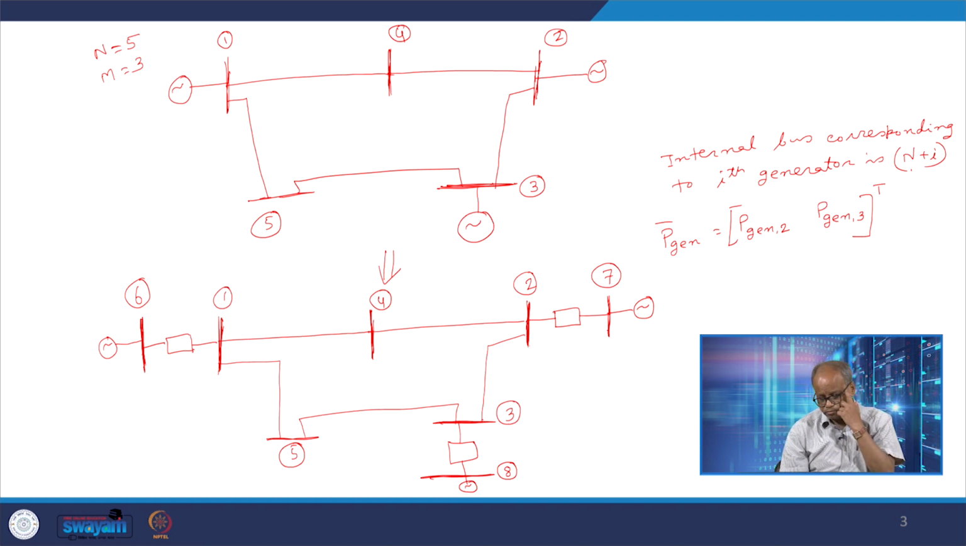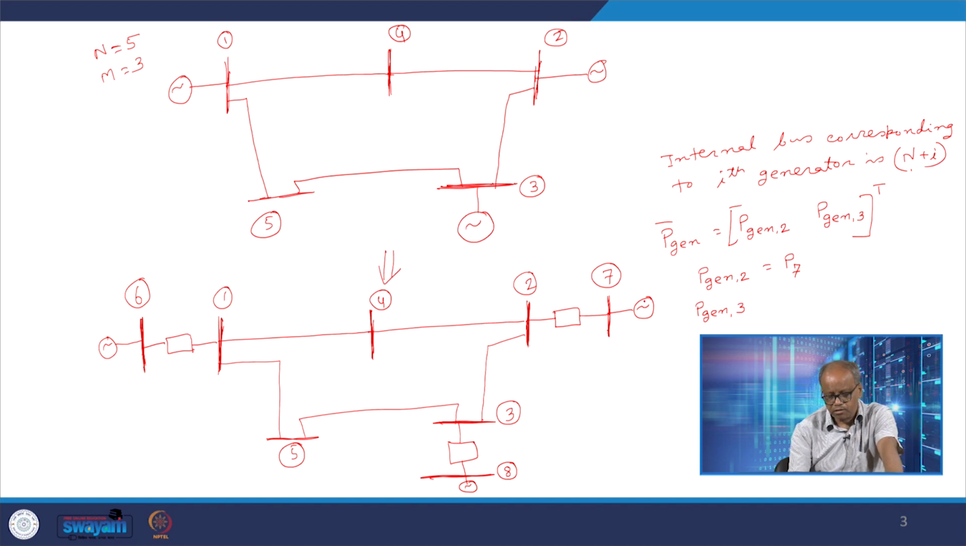So therefore Pgen 2 is equal to P7. So in our case, by looking at this, Pgen 2 is equal to P7, and Pgen 3 is equal to P8. Now please note that this total Pgen 2 is nothing but the total 3 phase power generated by this generator.